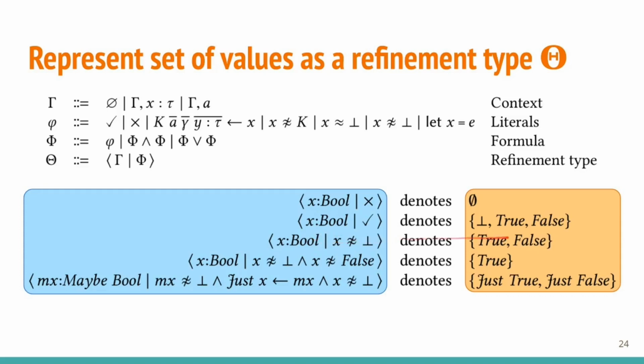This is the type of unlifted booleans, and this one also rules out false. This last one here shows what's unusual about our refinement types. It has a pattern guard on mx that brings just field x into scope, which then scopes over the conjunct to the right of the pattern guard.